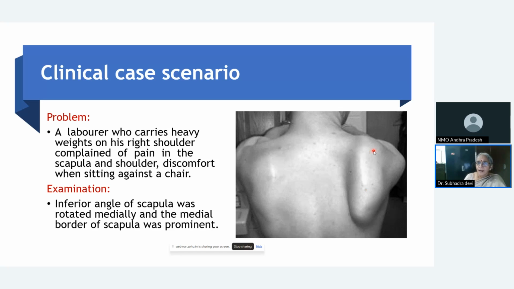And now let us see a clinical case scenario. Sometimes you will get a clinical case scenario and a question will follow, because of the early clinical exposure, and you should be prepared to give analysis for a case. So a laborer who is carrying heavy weights on his shoulder, especially the right shoulder, complained of pain in the scapula and shoulder, and discomfort when sitting against a chair. The inferior angle of the scapula was rotated medially and the medial border of the scapula was prominent.